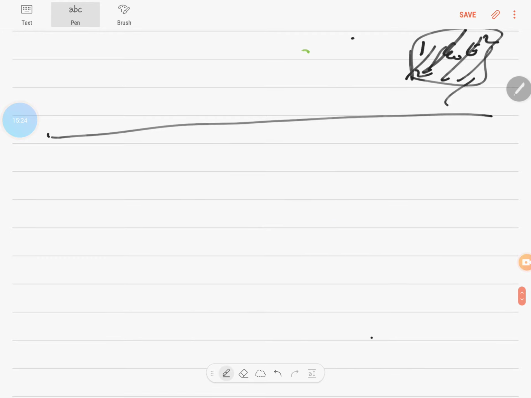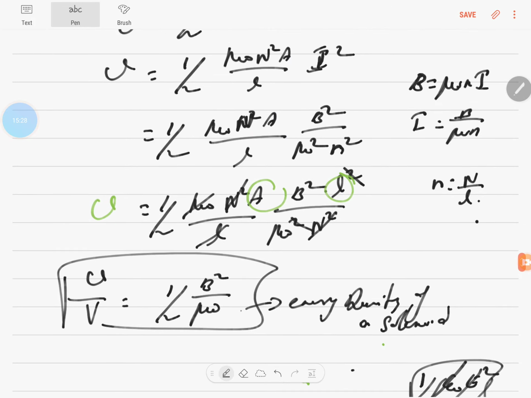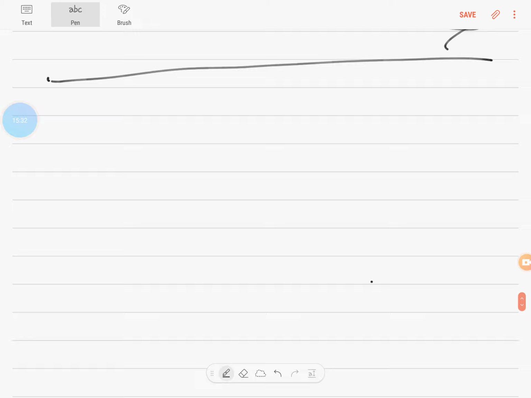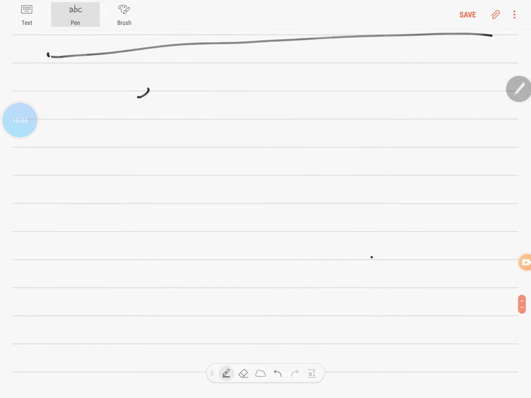Next is about mutual induction. And you know what is mutual induction? E is equal to minus M into dI by dt, where this M is mutual inductance, and this phenomenon of induced EMF due to varying current is known as mutual induction.